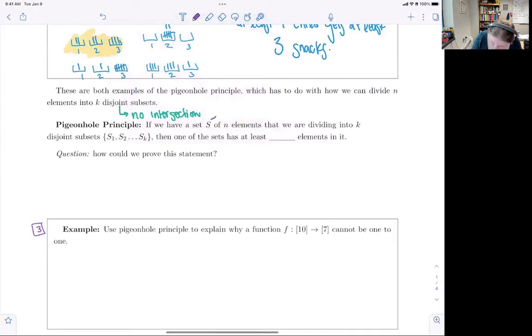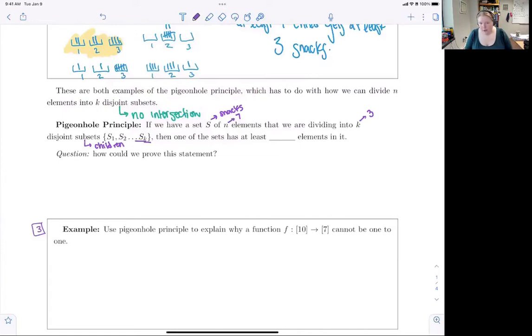Of n elements. Now for us, that was 7 because we had 7 snacks that we were distributing. We are dividing, or basically distributing them into K disjoint subsets. So that was our 3 children. So think of these as, okay, you have N elements and you have K different little trays, and these are what their names are.